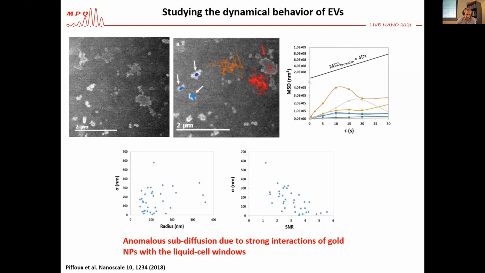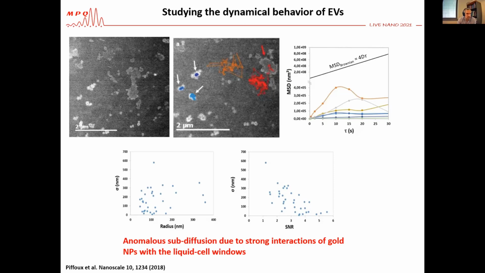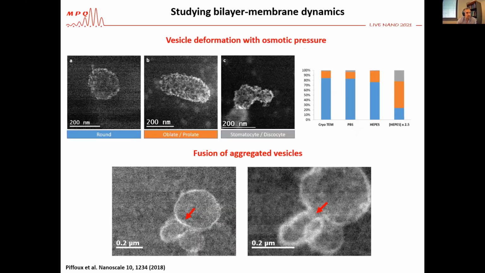So from this, we have been able to say that the anomalous subdiffusion behavior of the vesicles is due to the strong interaction of gold nanoparticles with the silicon nitride membrane, which is known to be positively charged when it's irradiated by the electron beam. And then something which is even more interesting for biologists, we wanted to know if we were able to study the dynamics of bilayer membranes.